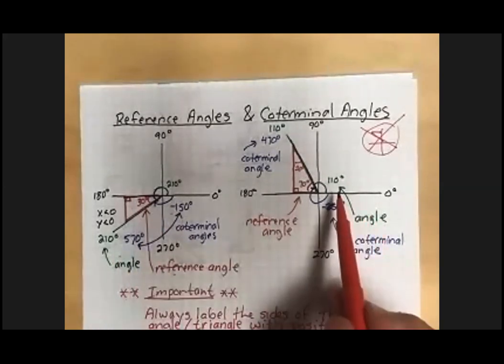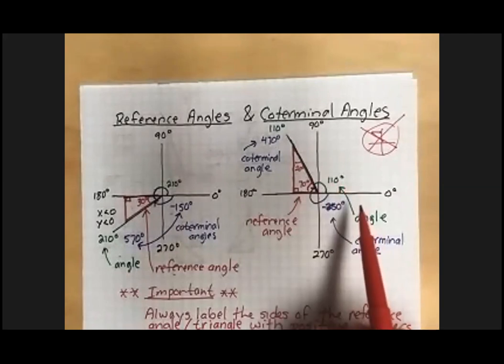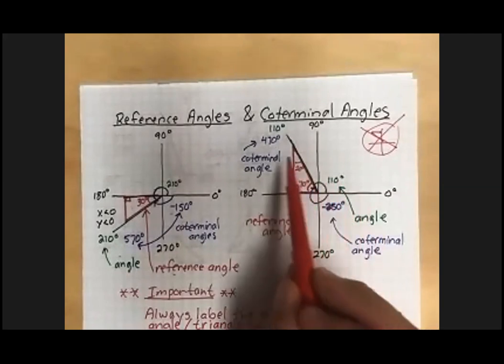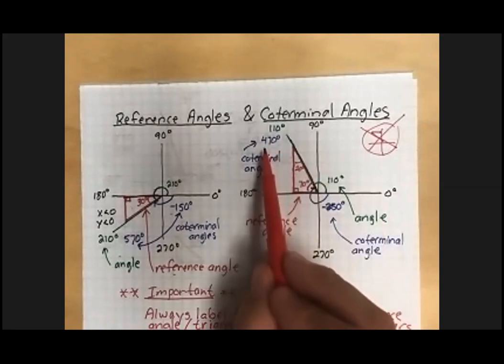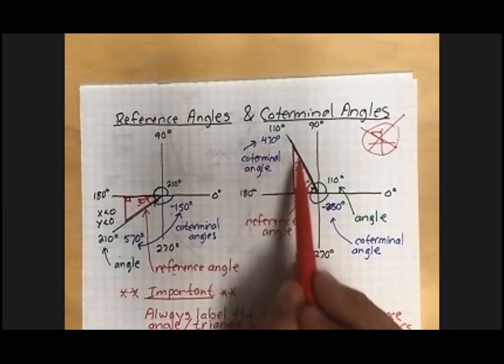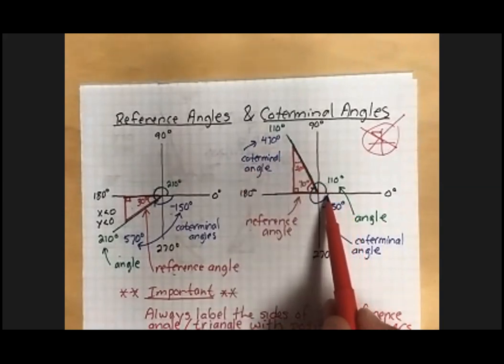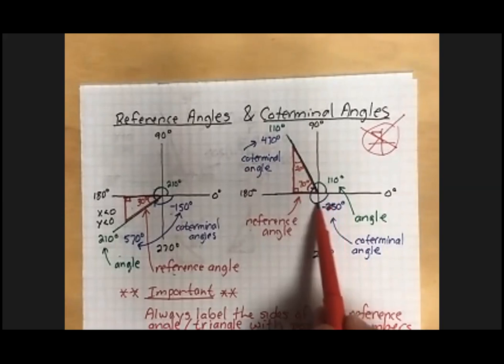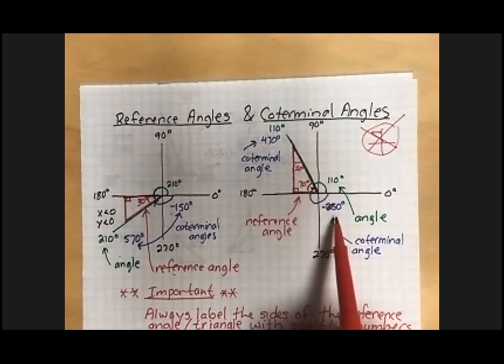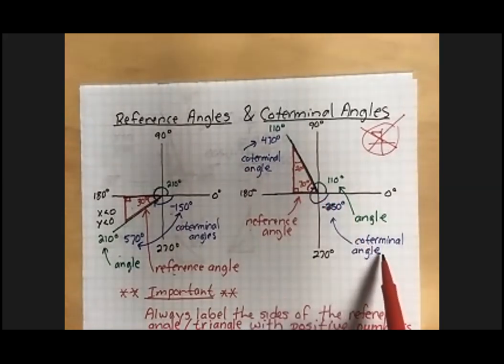Here, if I have an angle of 110, I could add another 360 to that and start and stop at the same place, but call that 470. 110 plus 360 is 470. That is coterminal. Or I could go clockwise backwards. 180 plus 70 more is minus 250. That's coterminal.